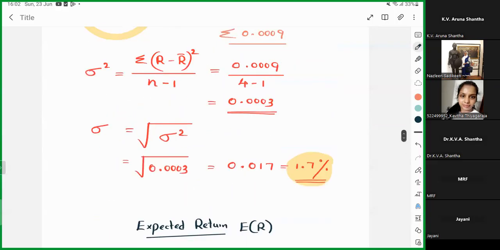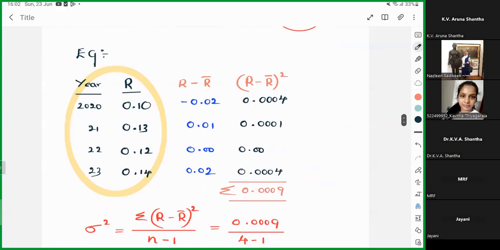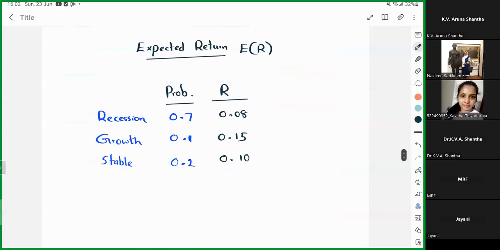Right. Now you see, in the earlier question we had the last 4 years' rate of return. Do you need a probability for that? No, because you have already received these returns. They are sure. You received 10% return in 2020. It is not uncertain. In 2021 you received 13% return. But future returns are uncertain, so there should be an associated probability.